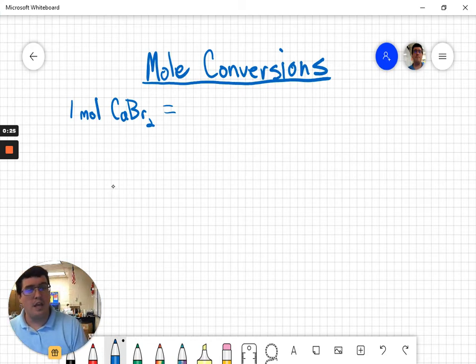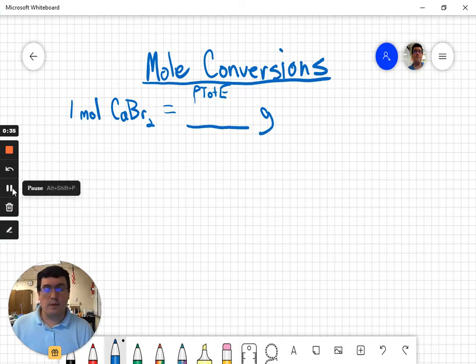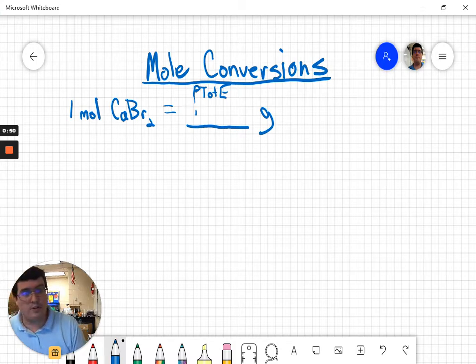table of the elements. So if we go to the periodic table of the elements, I'm going to look at the periodic table, and you can do so too. See if you can find the formula mass of CaBr2. So there's 1 calcium, 40, plus 2 bromine, 79.9, and you get 199.88 grams of calcium bromide in 1 mole.